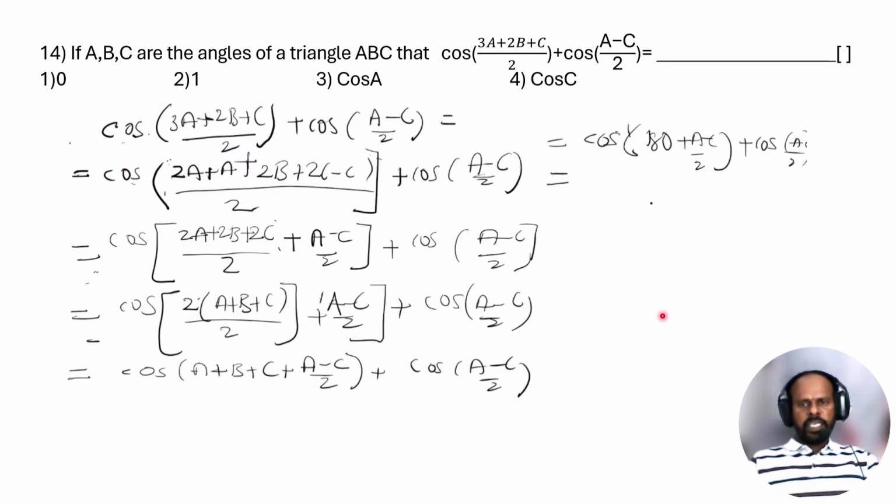So cos 180 plus theta, 180 plus theta is in third quadrant. So in third quadrant, cos is negative. So minus cos 180 plus theta is minus cos a minus c by 2 plus cos a minus c by 2 as it is from the question I am writing. So both negative positive terms will get cancelled. So answer is 0 and option is 1.